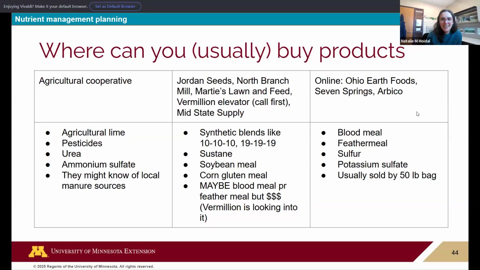It might be expensive. And so often to get these more targeted nutrients, we do have to go online to places like Ohio Earth Foods, Seven Springs, Arbico Organics. But these are some options for finding some of these things.